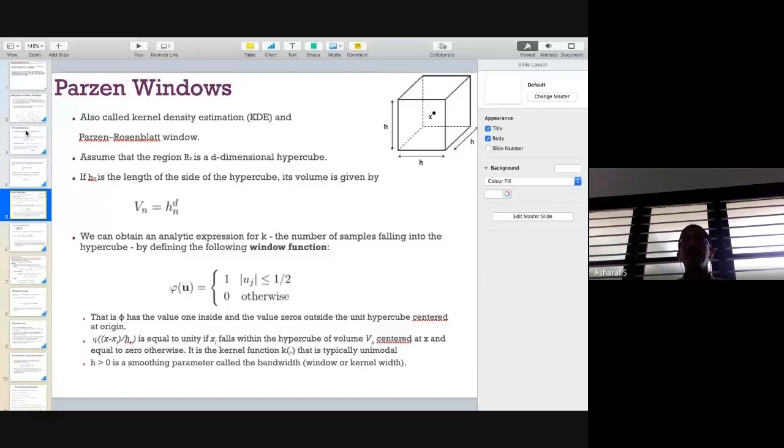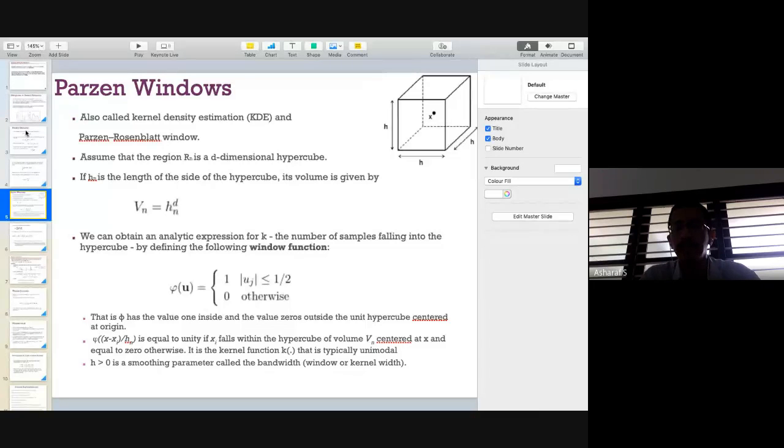Now I have a hypercube. If I know the center of the hypercube, whenever a new point comes, if the distance of the given point from the center is less than half of the length of the hypercube, I would say the point is inside. Otherwise it's outside. That's the basic geometric interpretation. So phi of x minus xi, given hn, is 1 if xi falls within the hypercube; we say it's a success, which means we can count it in.